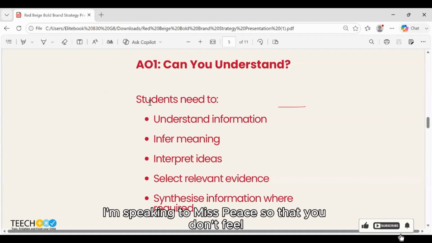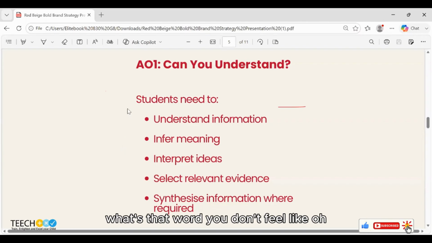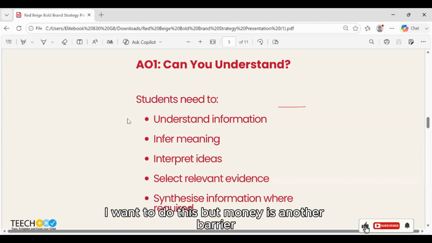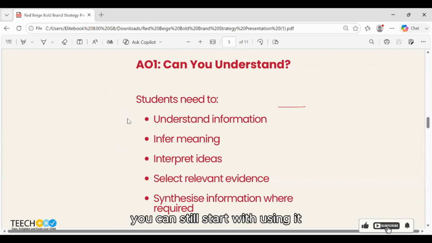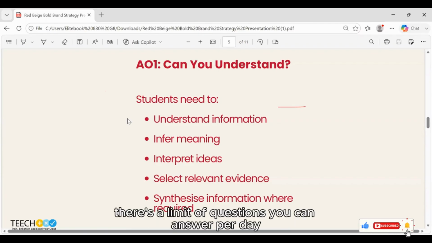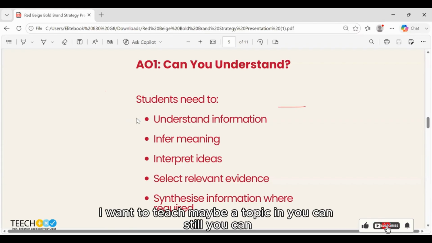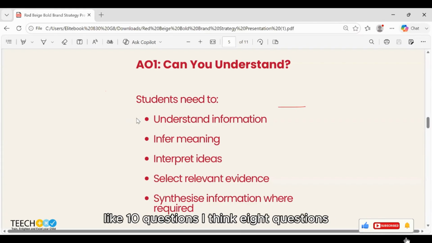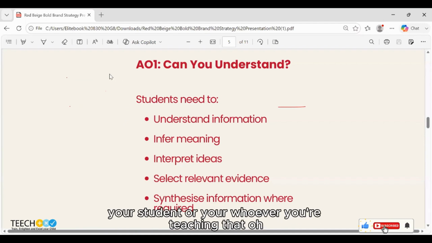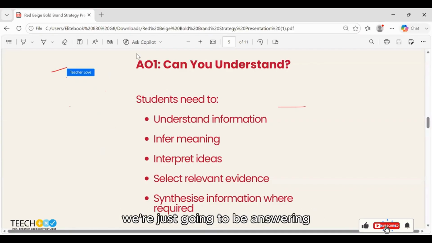So I feel like I'm speaking to Miss Peace, so that you don't feel like, oh, I want to do this, but money is another barrier. You can still start with using it, just that you have to be attentive, because there's a limit of questions you can answer per day. Let me give an example. If I want to teach a topic, you still have the grace to answer about 8 questions. So you can just tell your student that we're going to be answering 8 or 7 questions before the limit for the day is up.